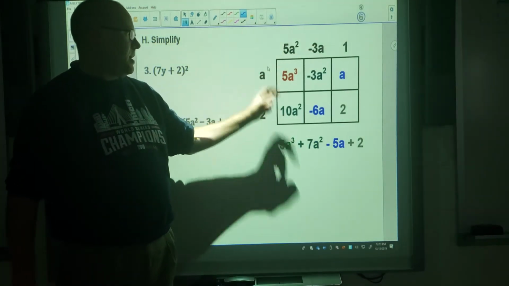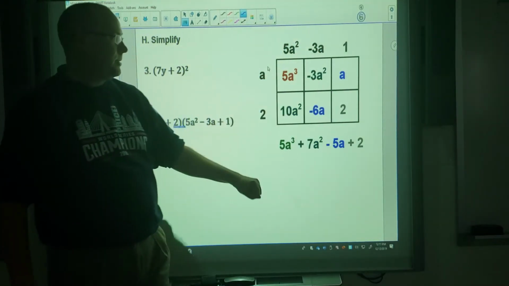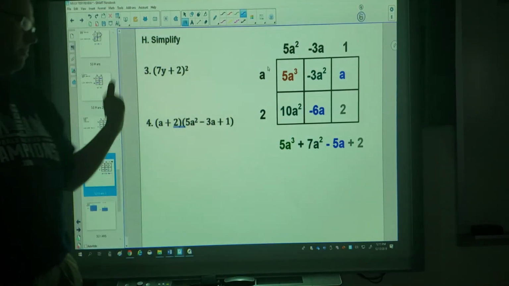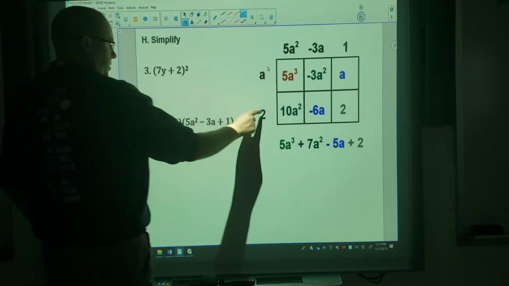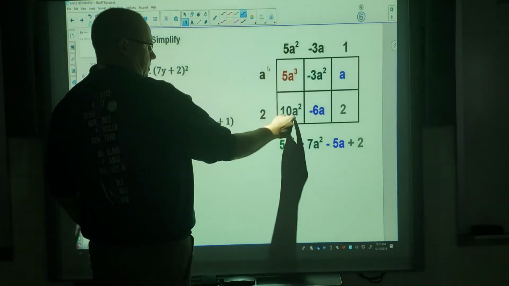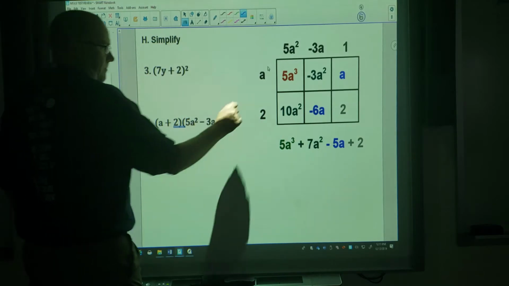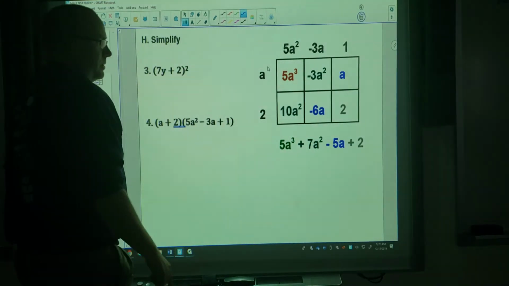I got negative 3 with a times a, which is a squared. A times 1 is 1a. I'm just going to write down a, but you can put 1a if you like. 2 times 5 is 10 with a squared. 2 times negative 3 is negative 6 with an a. And 2 times 1 is 2.